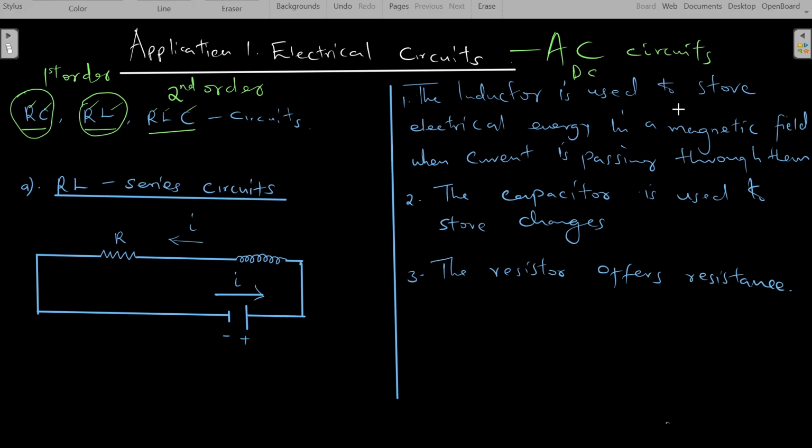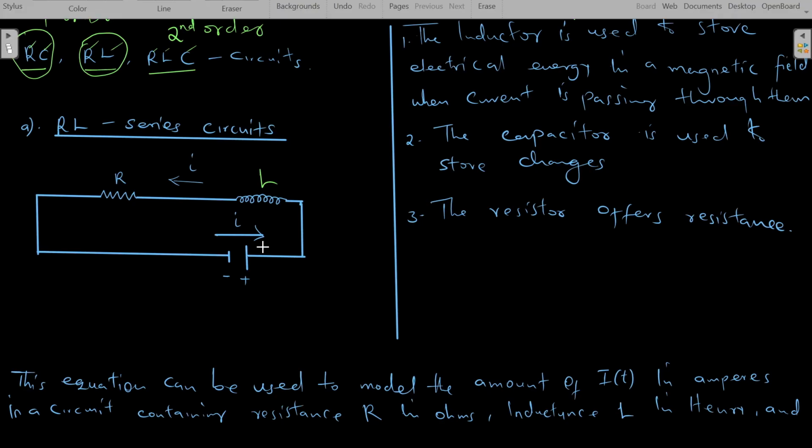Okay, so another step, we're saying the inductor is used to store electrical energy in magnetic fields where current is passing through them. The capacitor is used to store the charges, and the resistor is offering the resistance. For this case, this is our resistor. For this case, this is our inductor. So we have the RL circuit, and this is our battery or generator where the current is coming from.